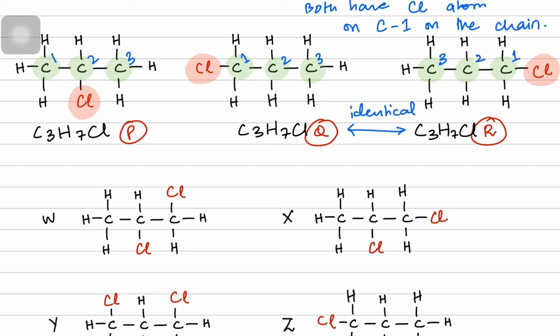So you can't call them isomers. You can't say, okay, one has it on the left and one has it on the right. They both have chlorine on the carbon number 1. So this is an important thing to keep in mind.